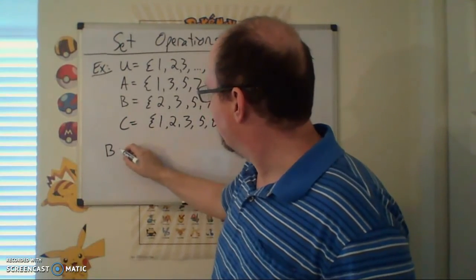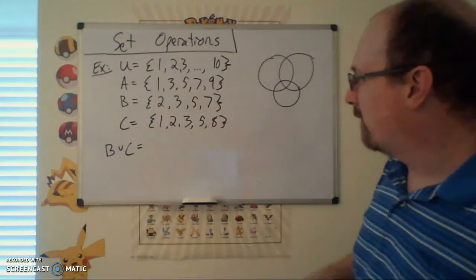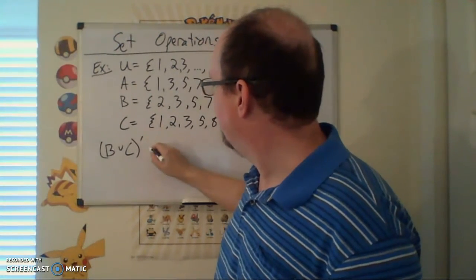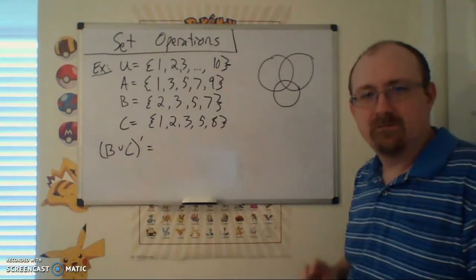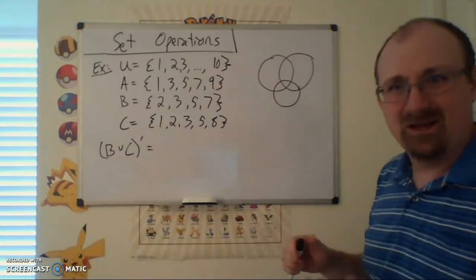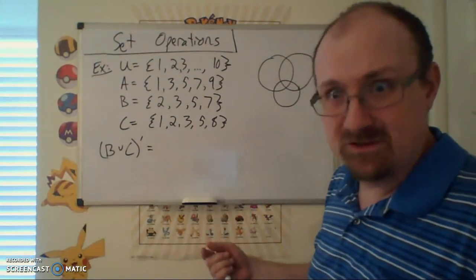All right, so same deal though. What if we wanted B union C complement? Okay, so we see the parentheses there, so yeah, we need to apply those. We do the union first because we do what's in the parentheses first.